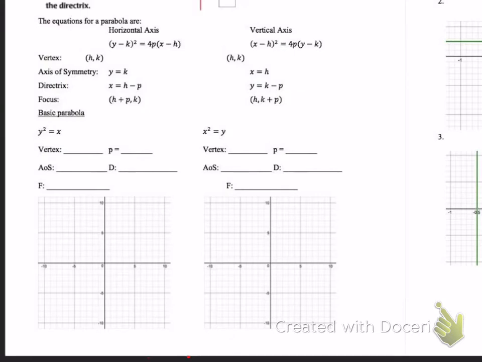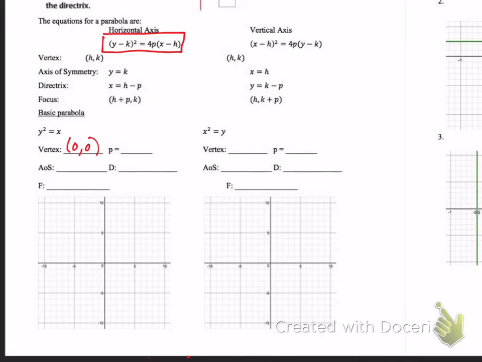So a y-squared parabola has a vertex at 0, 0. If you look at the equation, it is y minus k squared equals 4p times x minus h. What the 4p means has to do with the focus and the directrix. You use that number in order to solve for the directrix and the focus.